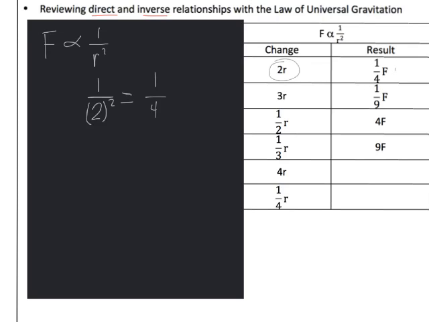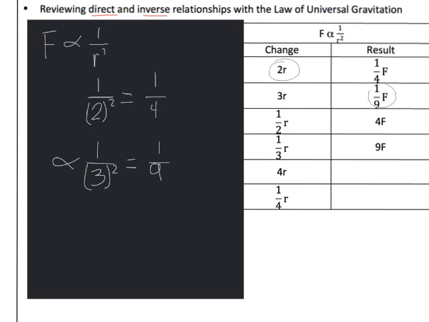For the next one, we've got 3r, so remember you want to put the force being proportional to 1 over, so we're going to leave that 1 as a placeholder, and then this time it's 3r, so we've tripled the distance between our masses. The 1 stays in the numerator, and then 3 squared would be a 9, and that's how we get 1/9.